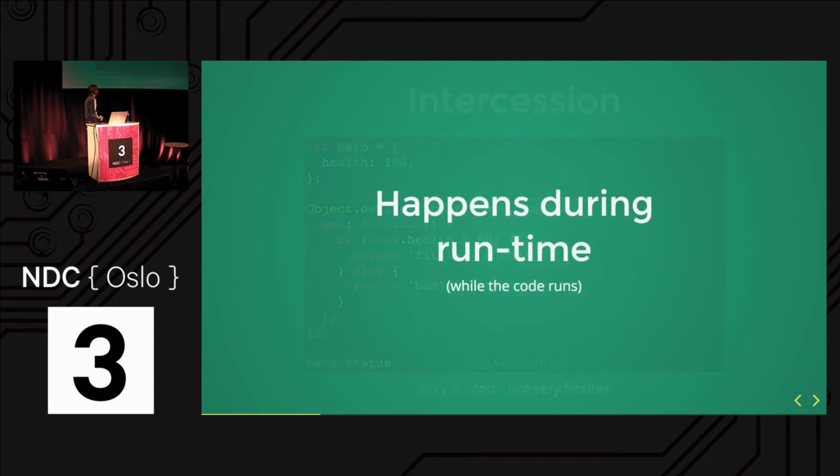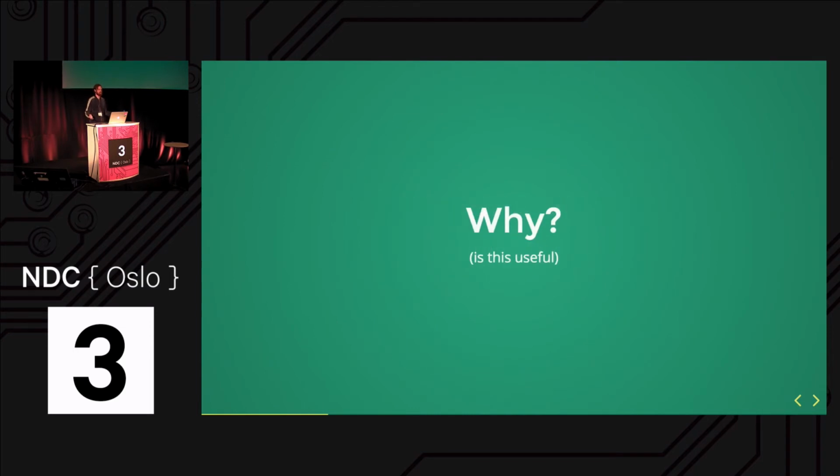But the important thing about all of this is that it all happens during runtime. So this happens while your code is running. So now that we know what the most important parts of metaprogramming are, we can ask ourselves, why is this useful? Why do we do this?